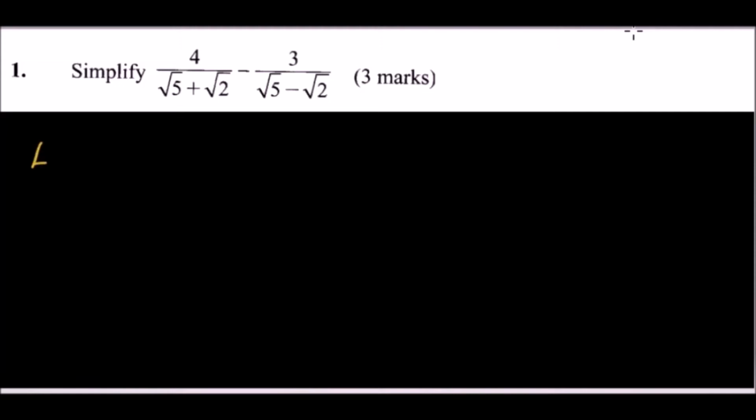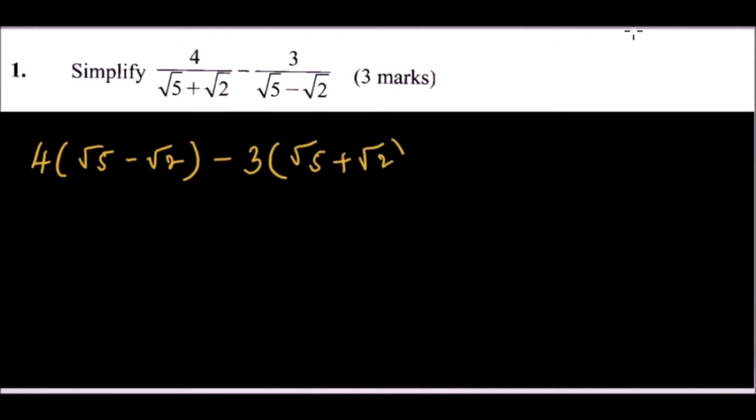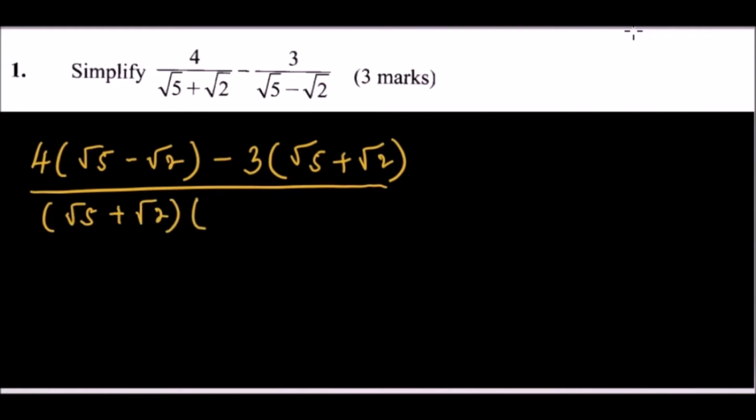So let's go ahead and do that. We have 4 multiplied by root 5 minus root 2, close the bracket. Then we have minus 3 multiplied by root 5 plus root 2. All this is divided by the product of the denominators. So we have root 5 plus root 2, across the bracket we have root 5 minus root 2.